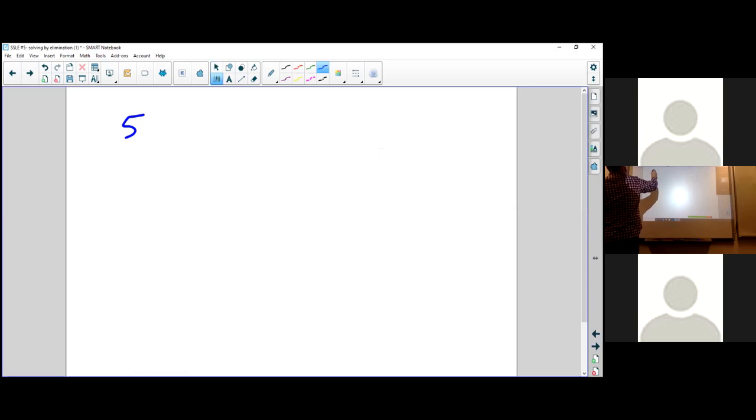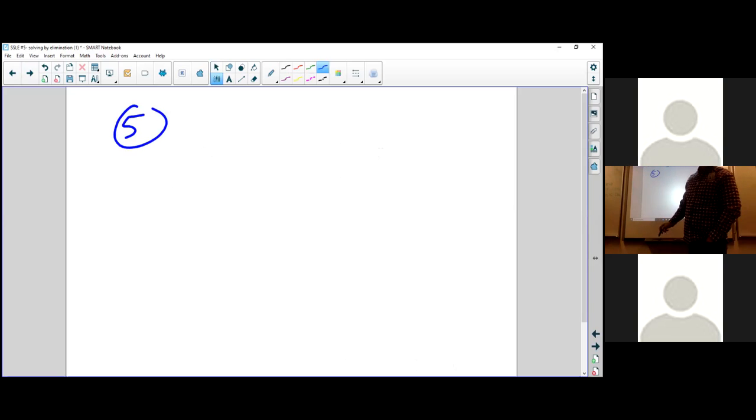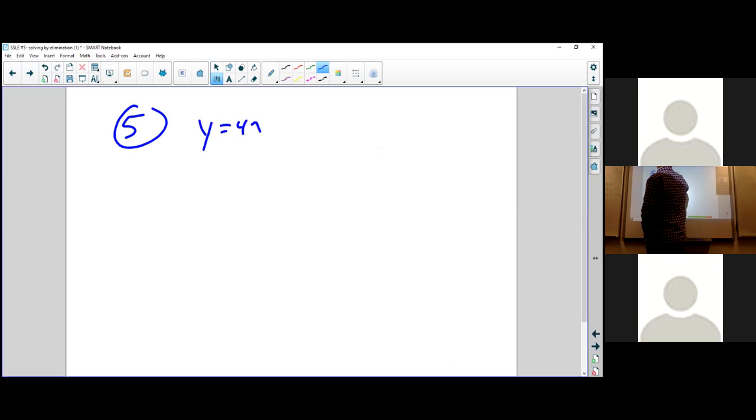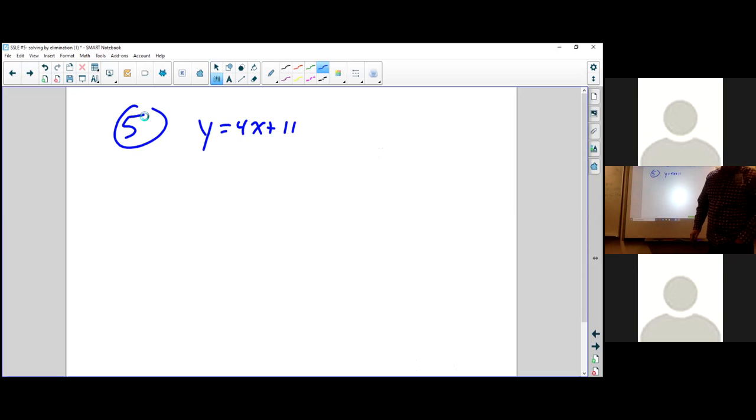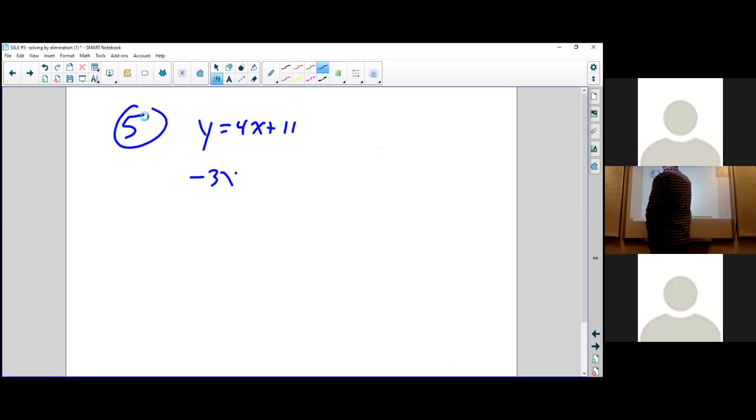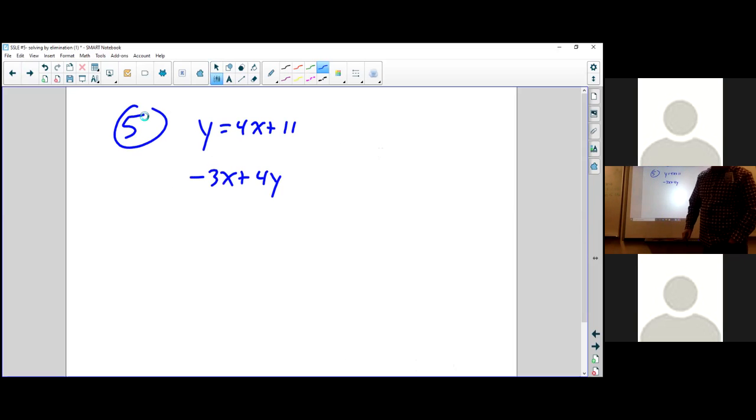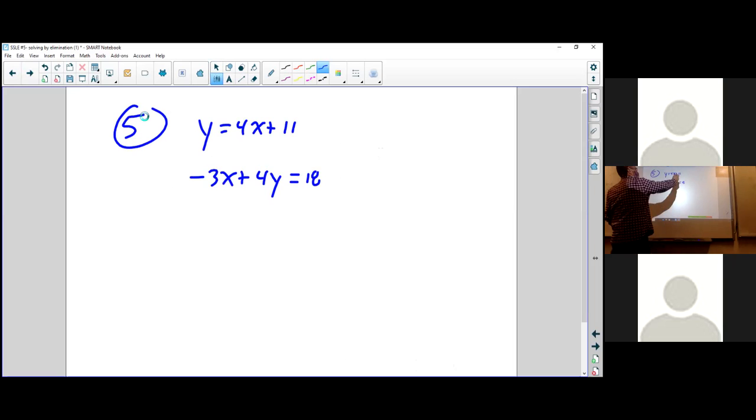All right, number 5 on the first page. We have y equals 4x plus 11, and negative 3x plus 4y equals 18. Okay, so we're not graphing this one, right? We are doing substitution. So the very top equation, we have this, and I'm going to replace that right there. If we have x equals or y equals, we can take whatever it's equal to and replace it. So on this equation, I'm going to get this.